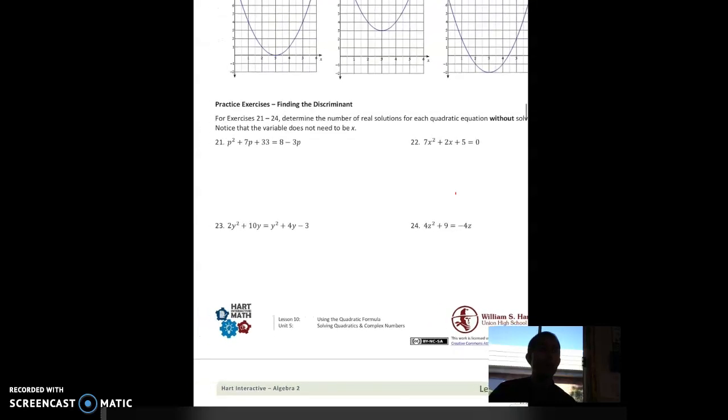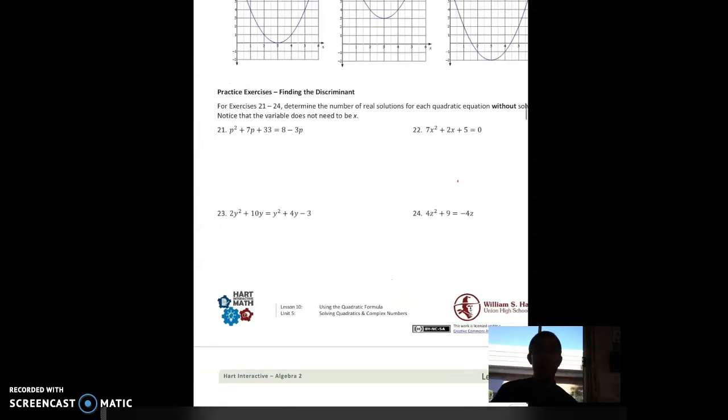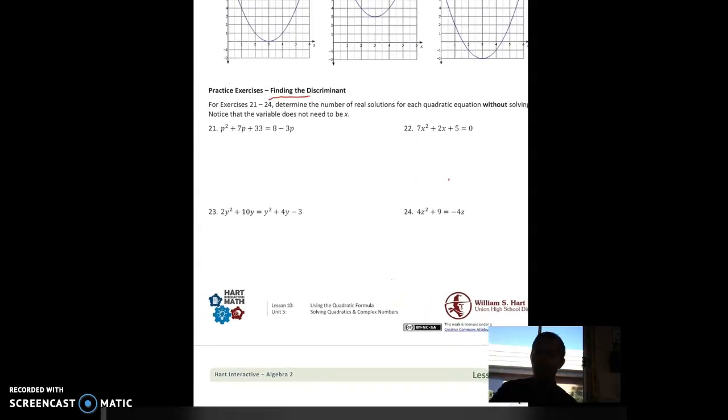Okay, in this video, I'm going to go over what the discriminant means and, based on the sign, how many solutions we have. This section, on page 125, is called Finding the Discriminant. Remember, there's a formula for the discriminant: it's b squared minus 4ac. Where does that come from? That comes from the quadratic formula.